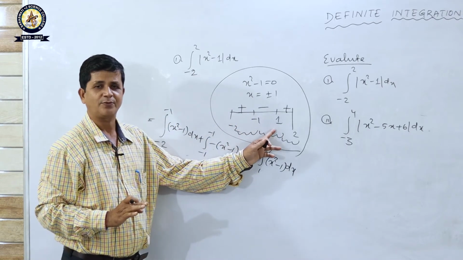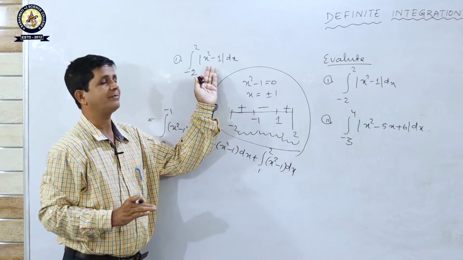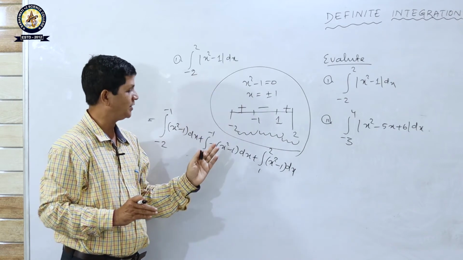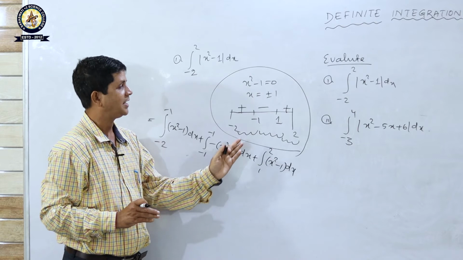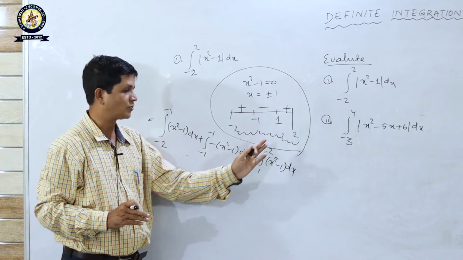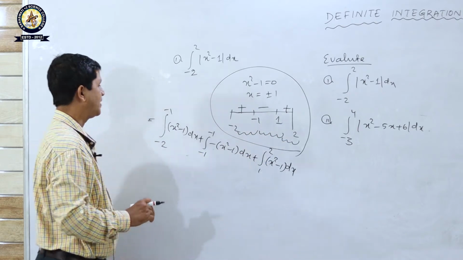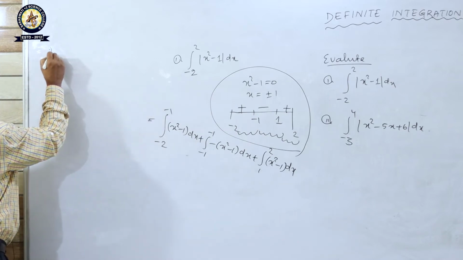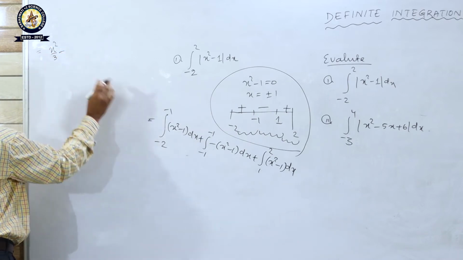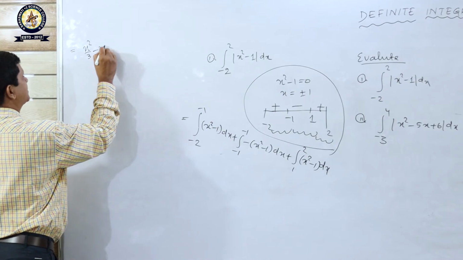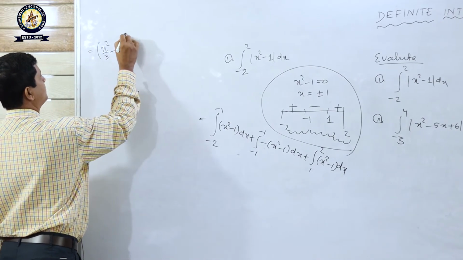In between -1 and 1, you take any value, x square minus 1 will be negative. Therefore, we write minus of (x square minus 1). And in this interval, it is positive, so we use the plus sign, right? Come to its integral value: the integration of x square minus 1 dx is x cube by 3 minus x. It is from -2 to -1.